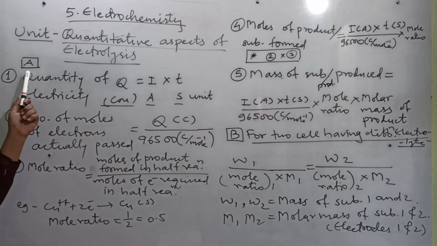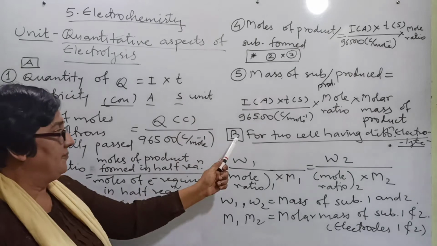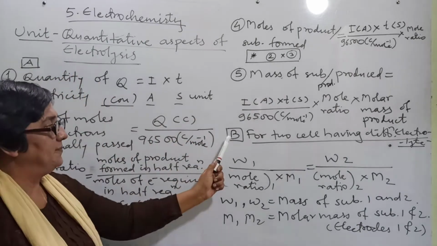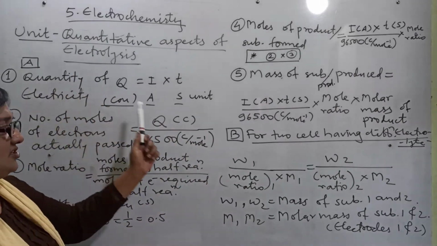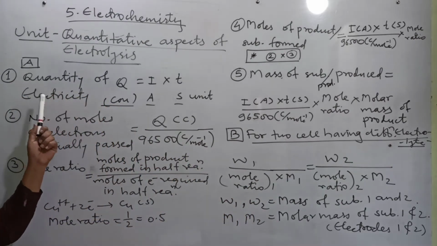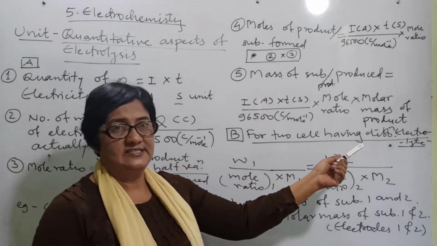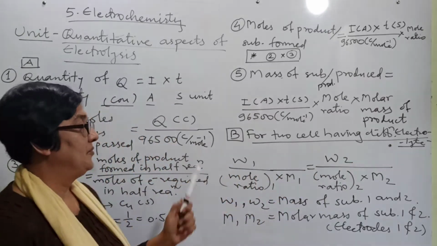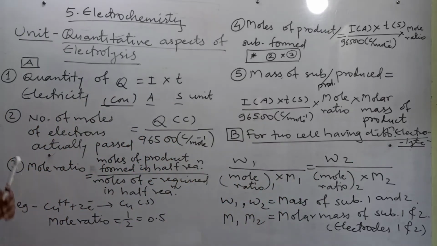So there are two types of formulae, A and B. This is for Faraday's first law and this is for Faraday's second law. When a single cell is there, and when the cells are connected in series, or two cells are there. So first we learn about the single cell, which has 5 different formulae.